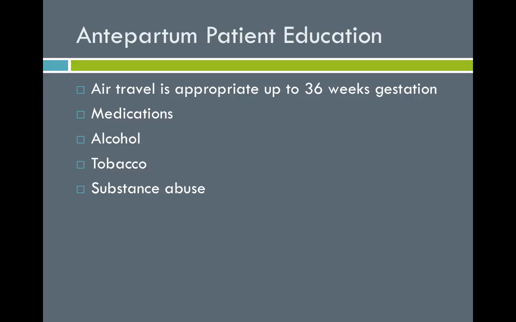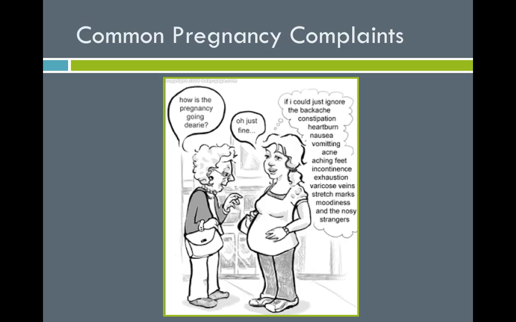Sushi's off the table. Certain fishes that are high in mercury should be off the table. Soft cheeses are considered unsafe, strong word, risky in pregnancy. Also talking to the patient about alcohol, tobacco, and substance abuse. We've already touched on those things.